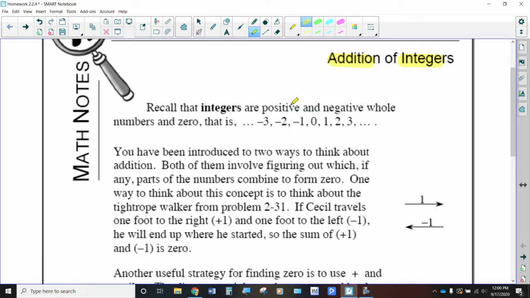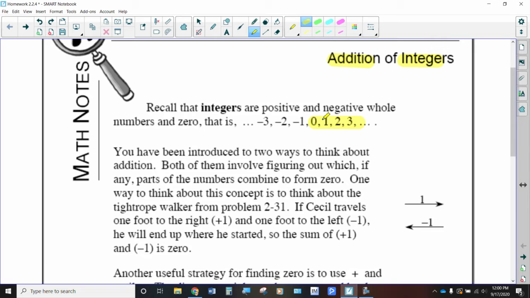So a lot of times when you think of integers, you think of the positive and negative numbers on the number line, not including any of the fractions or decimals. Sometimes people think that 0 should be left off and 0 isn't an integer, but technically it is, because 0 is one of the whole numbers.